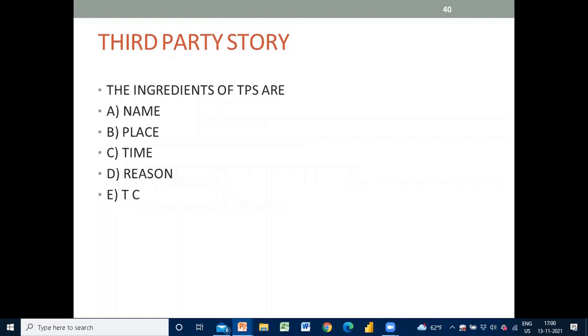So this was the third tool of the trade, which we covered now. We'll take a break for a few minutes to understand what comes next. I want you to recollect what you have done for the third party story, what you need to do for the third party story. And then we will continue with the next tool of the trade. Thank you.